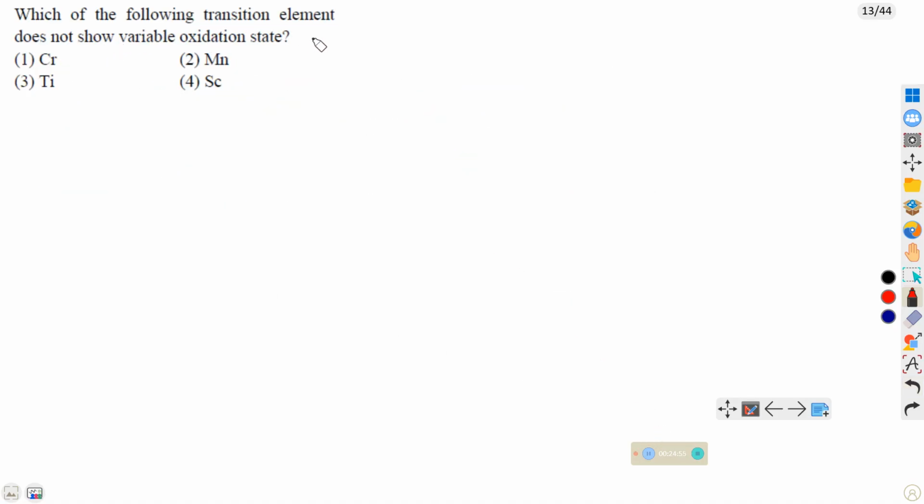Which of the following transition elements does not show variable oxidation state? Scandium. Scandium does not show variable oxidation states. Scandium exhibits only one oxidation state, that is scandium plus 3.